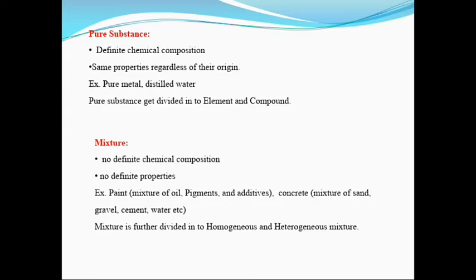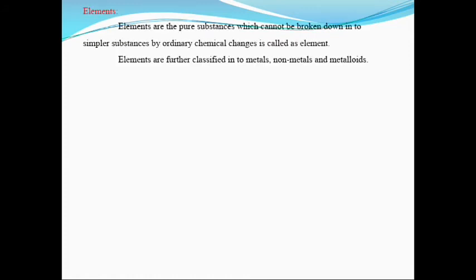Okay. For example, if you consider paint, paint is a mixture of oil, pigments, additives, etc. So thus the properties will differ. Okay. If you consider concrete, concrete is also an example of a mixture. It consists of cement, gravel, sand, water, etc. So this concrete is also a mixture. The properties will differ if the composition changes. Okay. So that is regarding pure substance and mixture.